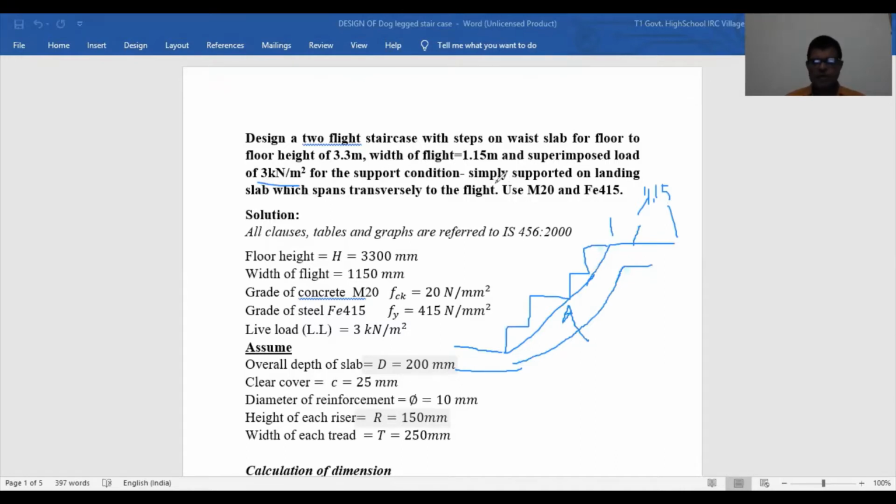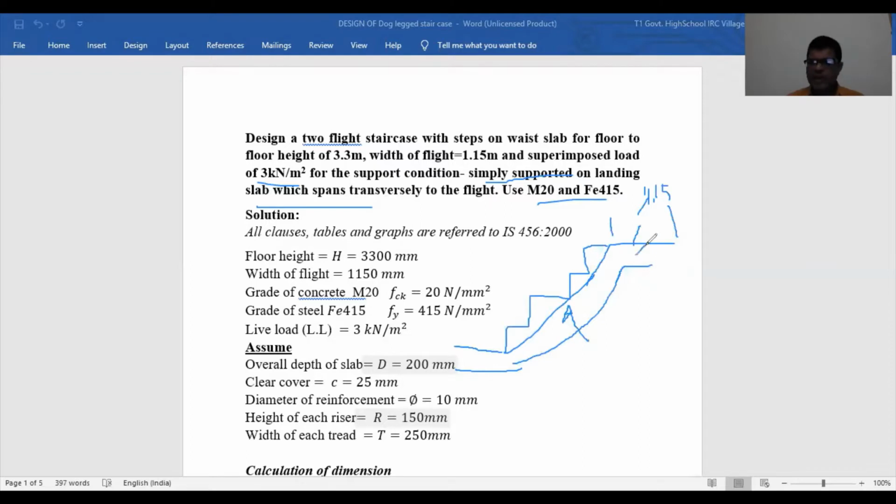Now the support condition is given as simply supported on landing slabs which span transversely to the flight. So the flight goes this way, and transverse to this goes to your landing. Using M20 and Fe415, design the staircase.